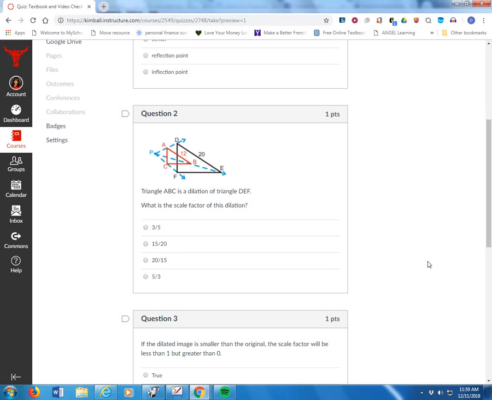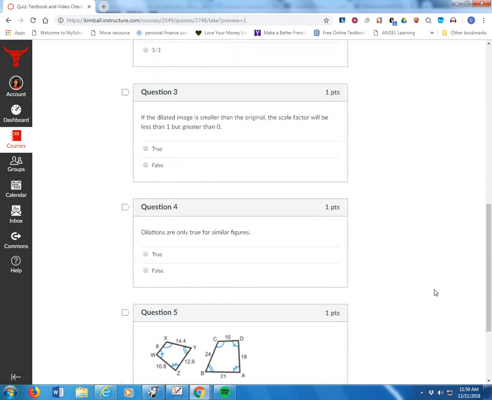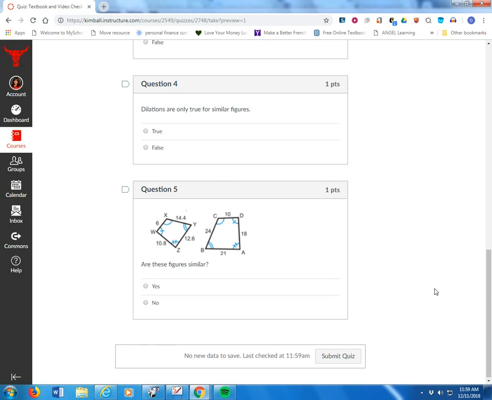If the dilated image is smaller than the original, the scale factor will be less than 1 but greater than 0. True. Dilations are only true for similar figures. True. A dilated image is going to be similar to the original, so it only works when they're similar figures. And then finally, are these figures similar? Yeah. If you take each one of these corresponding sides and make it a fraction and simplify all the fractions, they should all be the same fraction if they are similar. And in fact, they are.